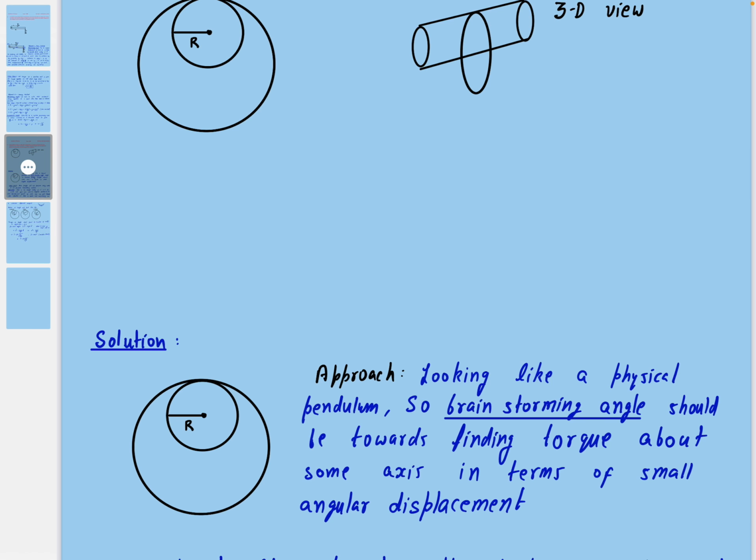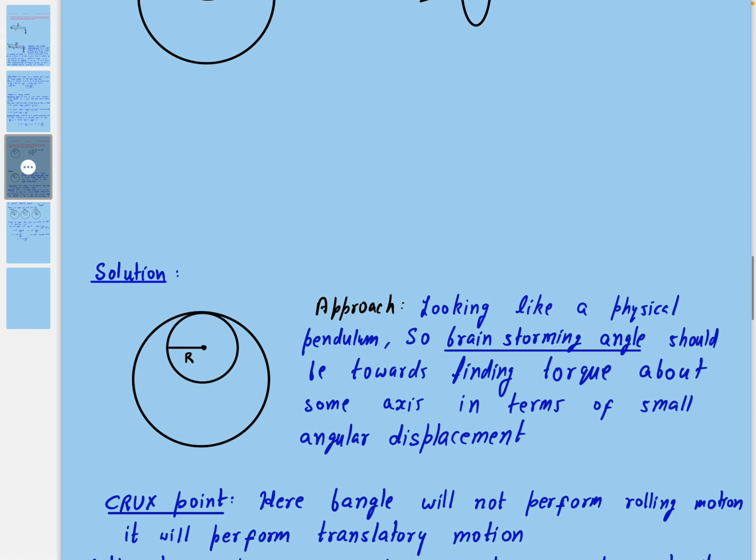Now what is the crux point here in this problem? What are we going to learn here? The crux point is that the bangle will not perform rolling motion, it will simply perform translatory motion. That is the most important point of this problem, and I will explain why. In rotational motion we have learned that for any body to perform rolling motion there has to be some torque about its center of mass. If there is no external torque, then the body cannot perform rolling motion.